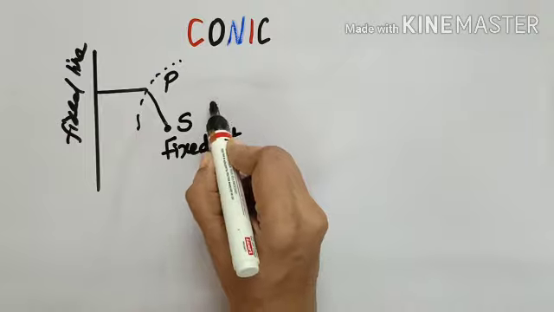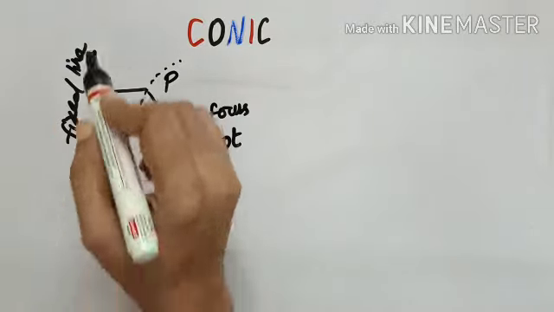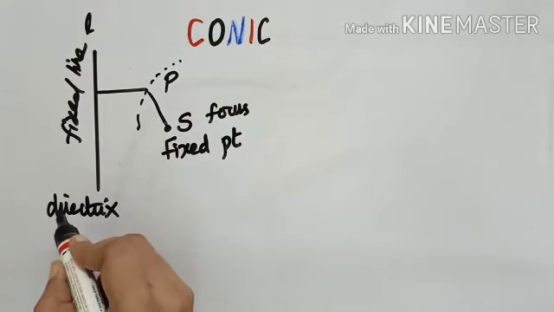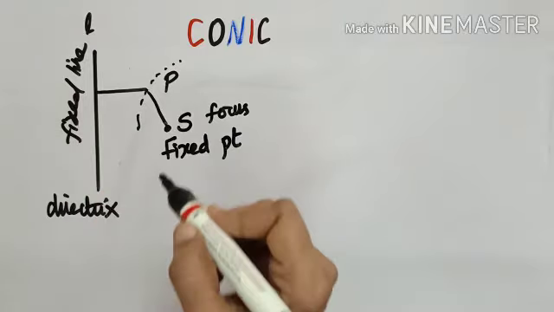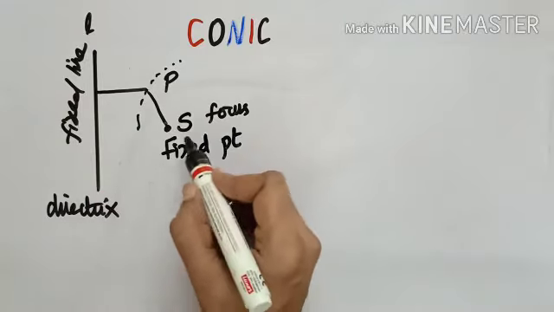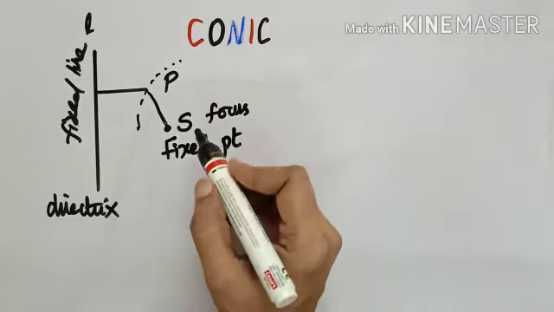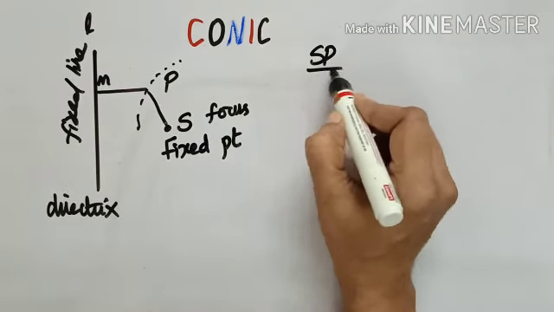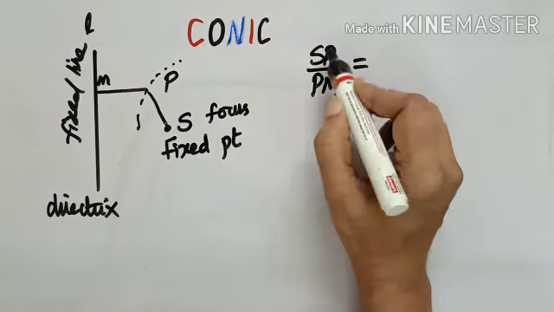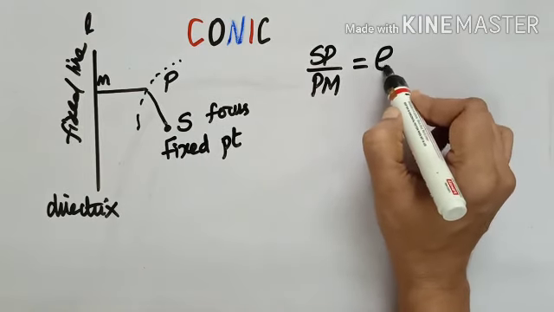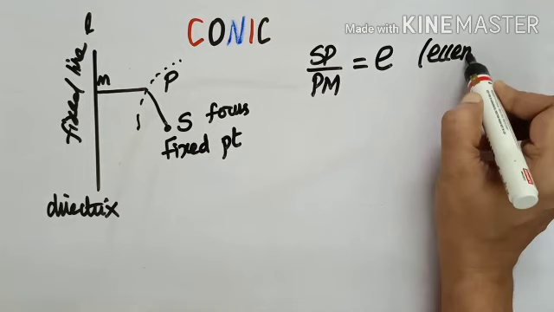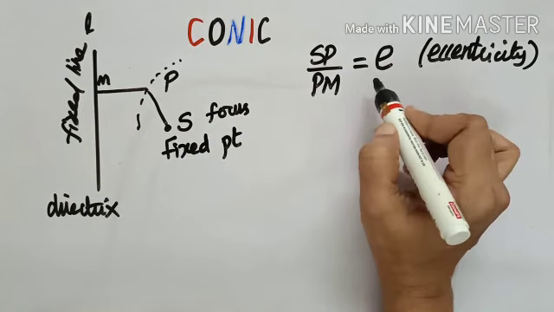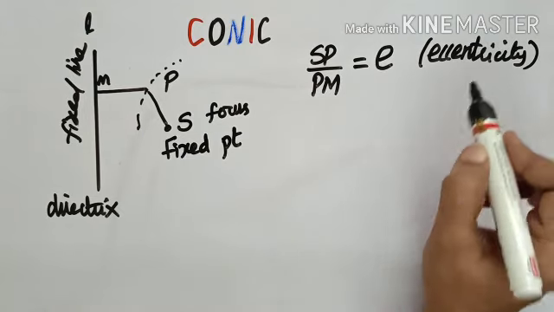Call the fixed point the focus. Call the fixed line, say it is L, the directrix because it directs the curve. It directs the point. So it is called directrix. The fixed point I call focus, and this distance let me call M. And now I will say SP by PM is a constant ratio, and that constant we call E, and E is called eccentricity. The letter E in this chapter we denote for eccentricity.